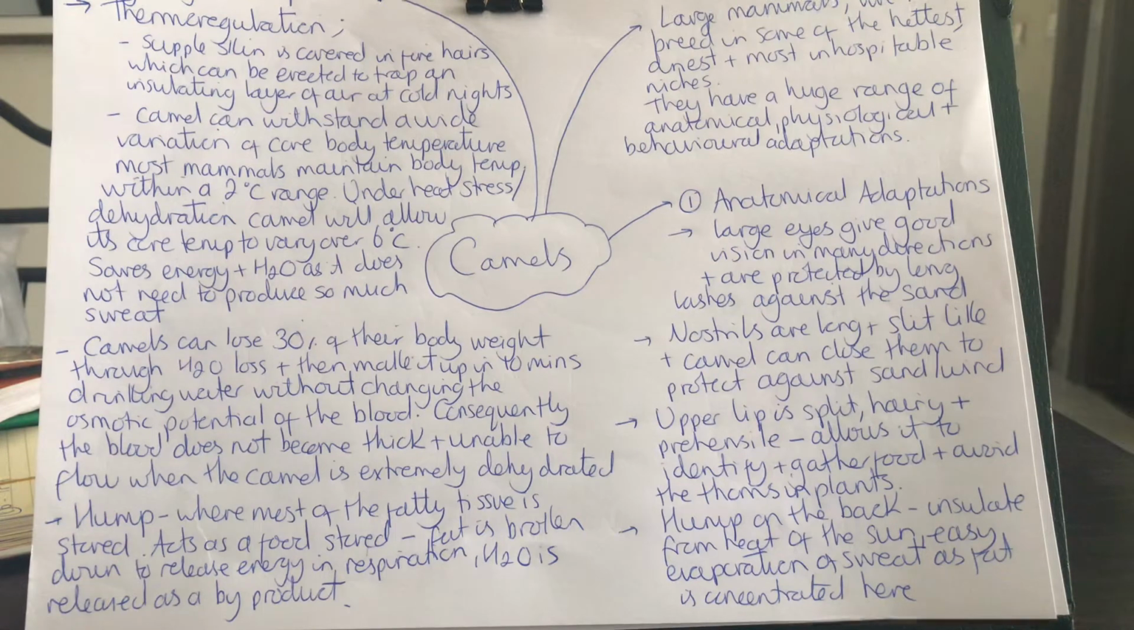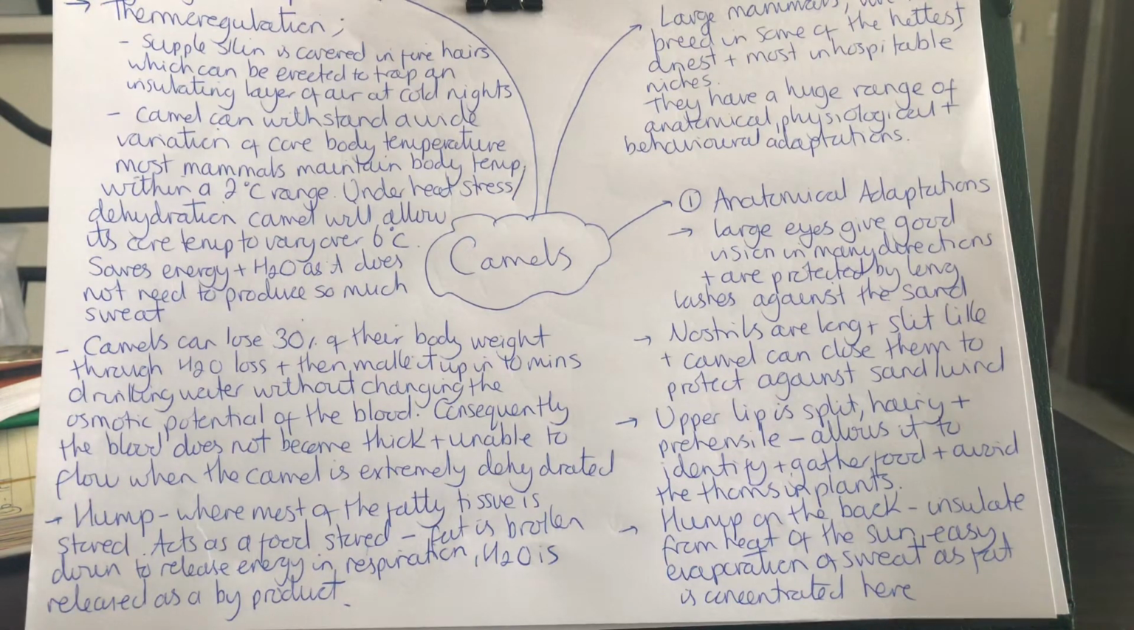And their upper lip is split, hairy and prehensile. So what that means is it can be used almost like a finger. It's not fully prehensile, so they don't have complete independent control over it, but they can control its movement somewhat. And that allows them to identify and gather food and avoid thorns in plants. So an adaptation common to plants in the desert is to have these thorns. So obviously if you're a camel trying to eat them, you want to avoid them. So this prehensile quality of their upper lip allows them to do that.